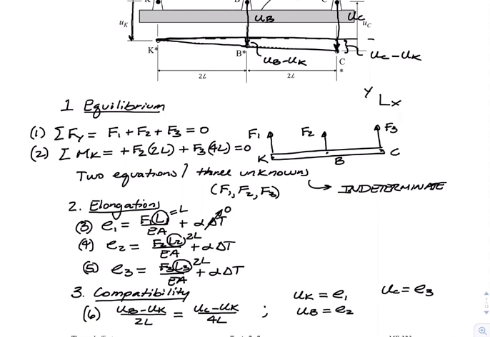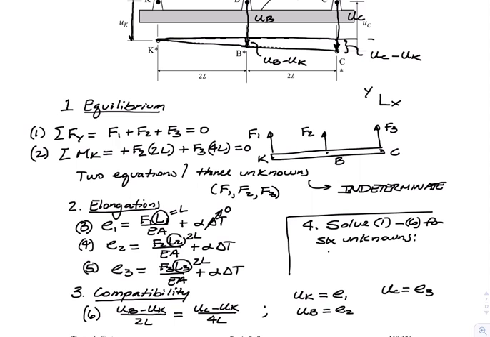So the solving part in this case is that we need to solve equations 1 through 6 for the 6 unknowns. The 6 unknowns are the member forces F1, F2, F3, and the elongations e1, e2, and e3. Six equations for 6 unknowns.